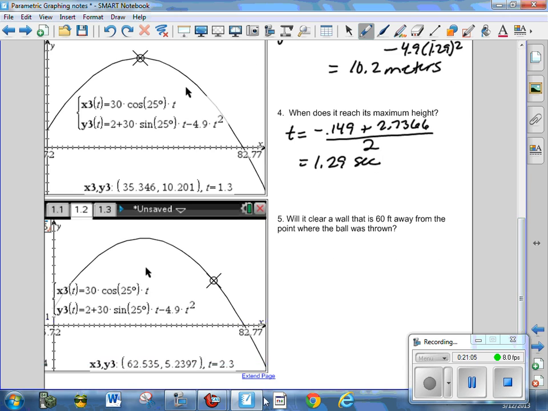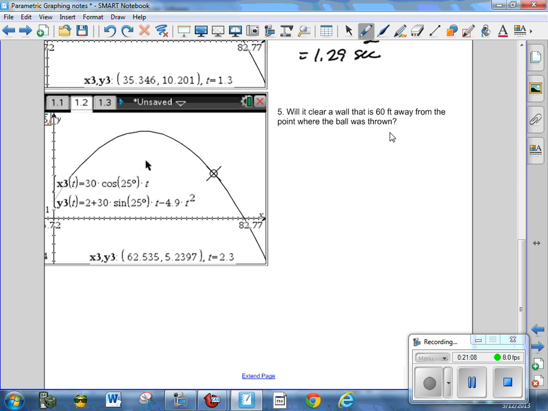Now the last question is, will it clear a wall that is 60 feet away from the point where the ball was thrown? So what I did was, basically we're saying we have a wall that's 5 feet high at 60 feet away. So this would be about 60 feet away. The wall's about 5 feet high. This is at 60. I don't really know exactly where that is. But notice I've traced past 60. I've actually traced to where my x value is 62. So I've actually traced past the fence, and I'm still over 5 meters high.